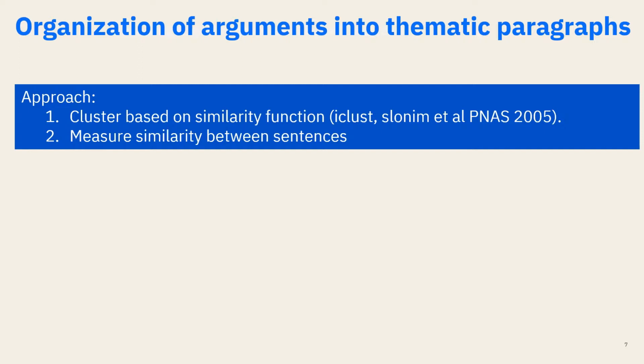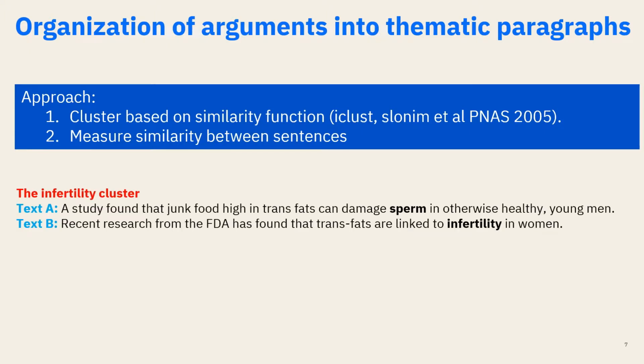But clustering requires a similarity function between sentences. If we look, for example, at the arguments that refer to the infertility aspect, we see that they contain related Wikipedia concepts such as sperm and infertility. In general, arguments of the same theme tend to share Wikipedia concepts that are related to this theme. So a possible way to measure thematic similarity between sentences is to measure the relatedness between their Wikipedia concepts.